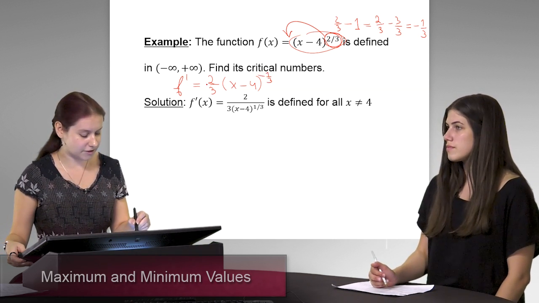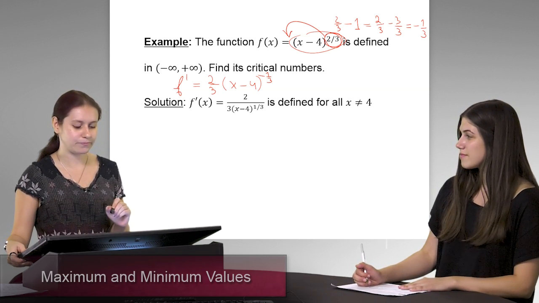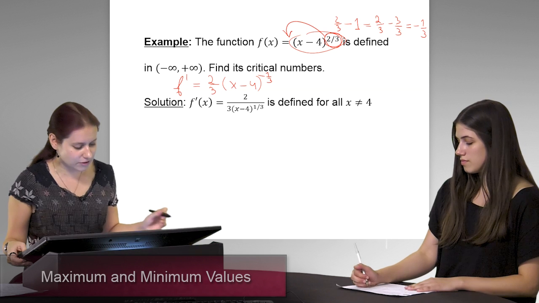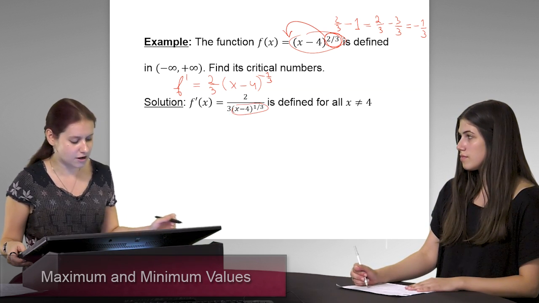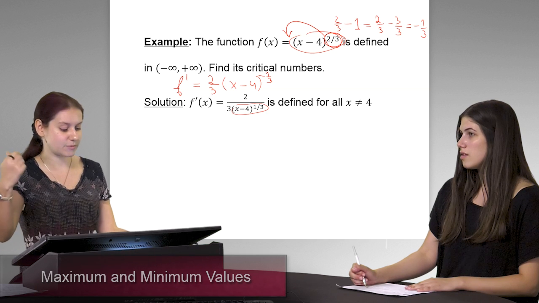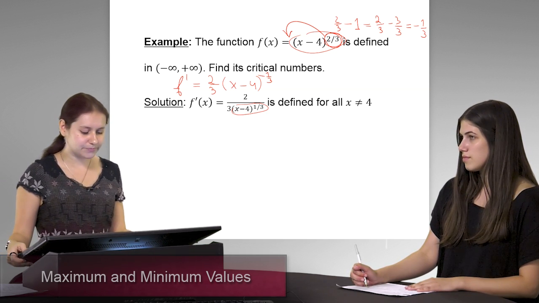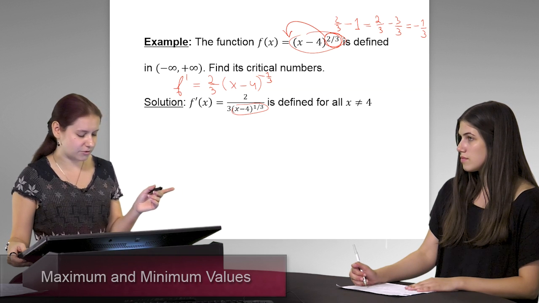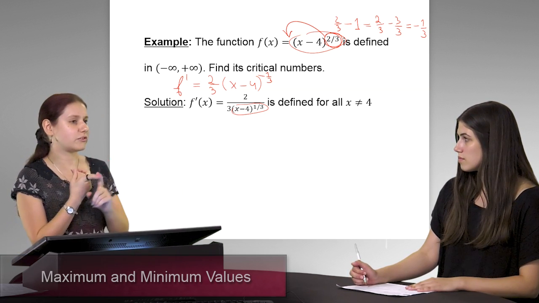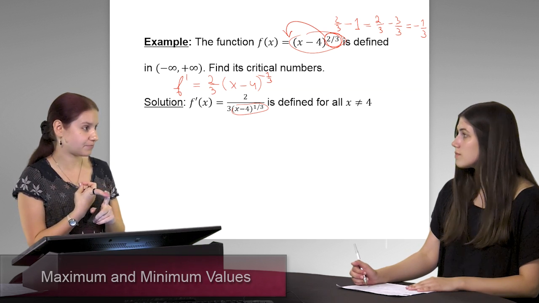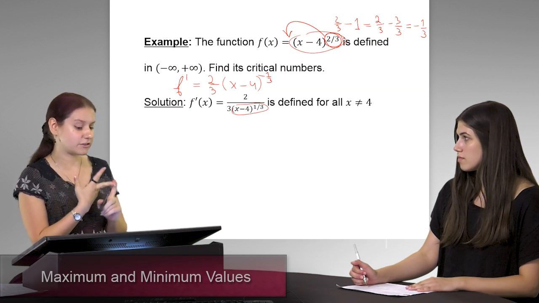-1/3. Agree? Good. 2/3 times x minus 4 raised to the -1/3. You can rewrite this as 2/3 and then x minus 4 over x minus 4 raised to the 1/3. Well, what we're doing here, remember we want to find zeros, which means we want to set it equal to 0 and solve for x. And we want to check where the derivative does not exist.